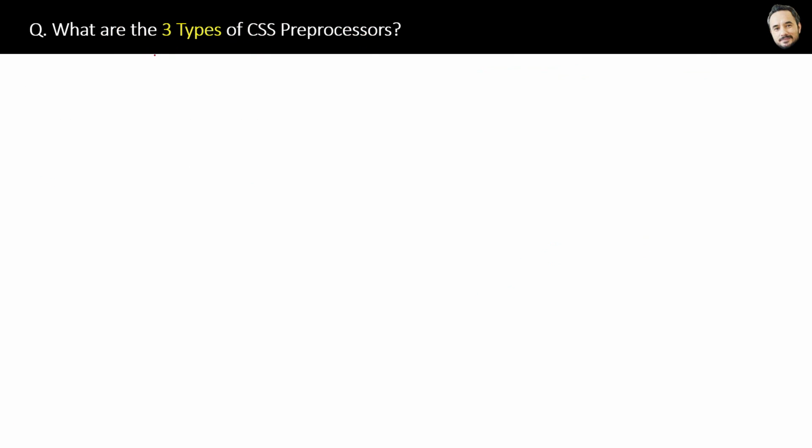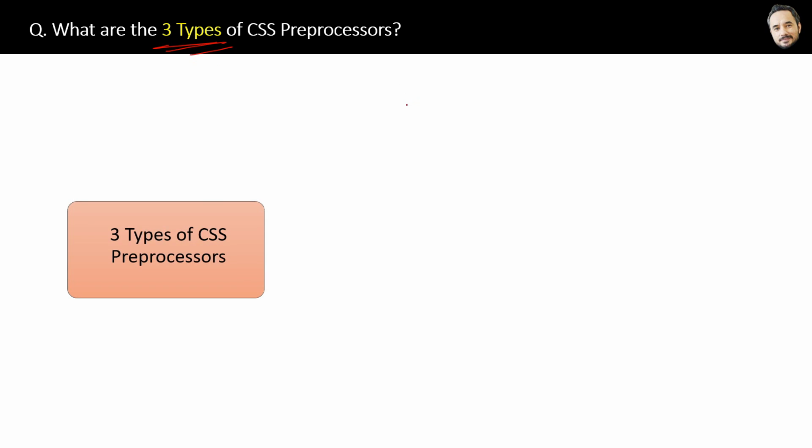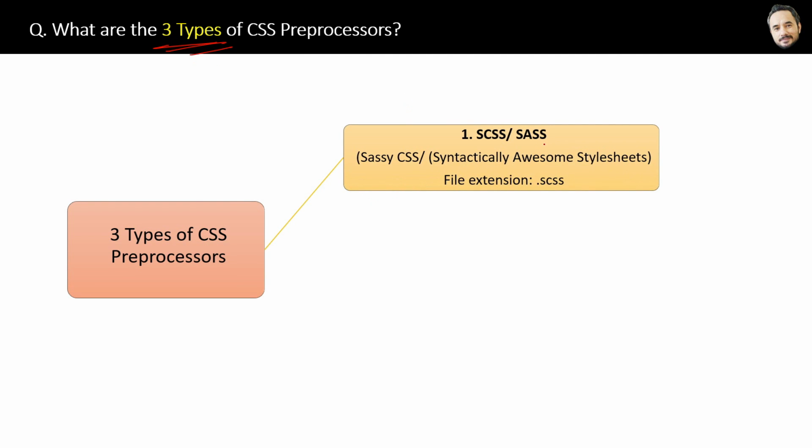Here is a very short question. What are the three types of CSS preprocessors? The first type we already know, and that is SCSS, which stands for Sassy CSS. Also we call it Sass, which stands for Syntactically Awesome Style Sheets, and the file extension for them is .scss. This is the first type of preprocessor.